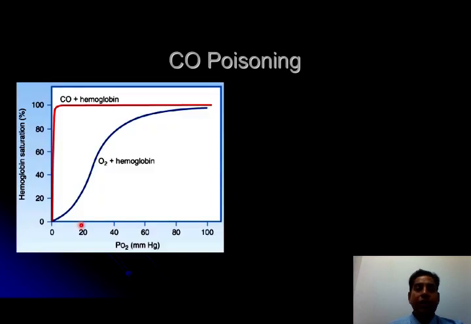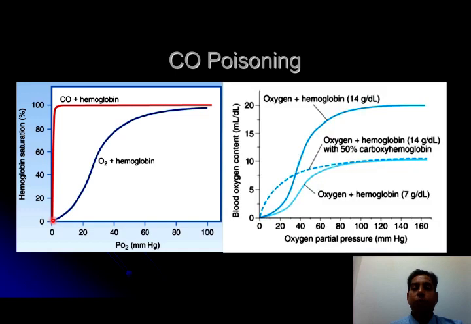If you look at the differences between the oxygen dissociation curve and the carbon monoxide hemoglobin dissociation curve, you find that carbon monoxide has very high affinity for hemoglobin. That means that even for a small rise in the partial pressure of carbon monoxide, almost 100% saturation occurs, even at very, very low concentrations. That means it binds very strongly with the hemoglobin.